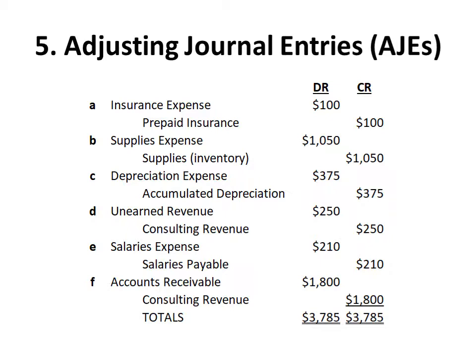Finally, item F, accounts receivable, consulting revenue. It looks like someone came in and I went ahead and extended credit to them, and I generated and earned some consulting revenue, $1,800 worth, and I, of course, booked the accrual.